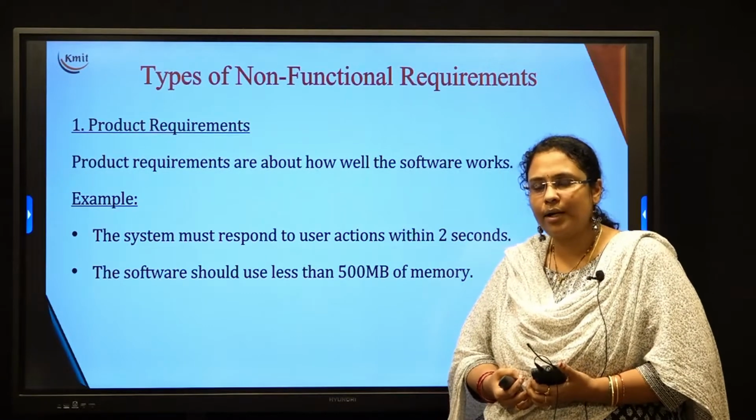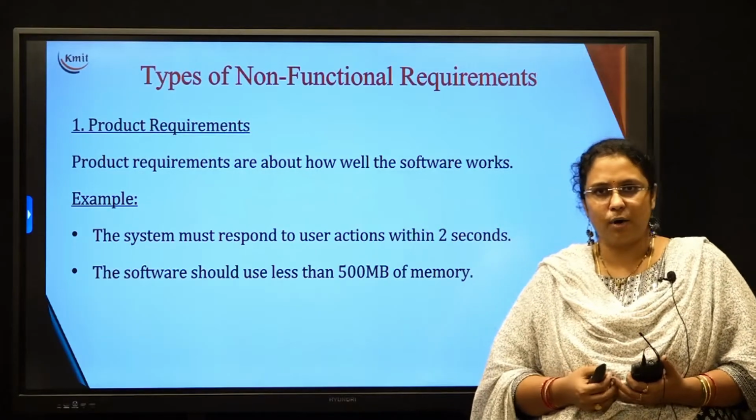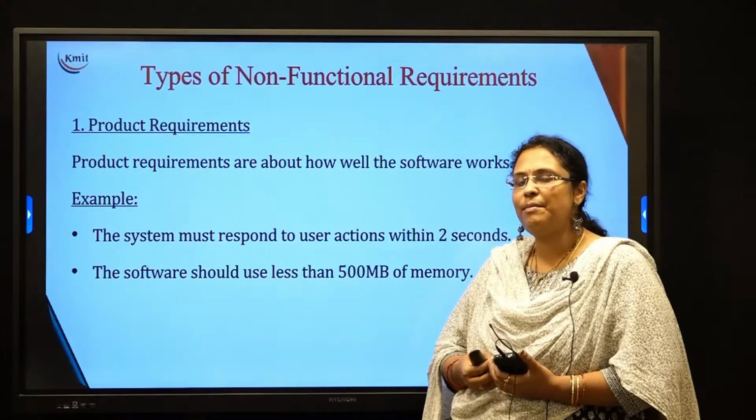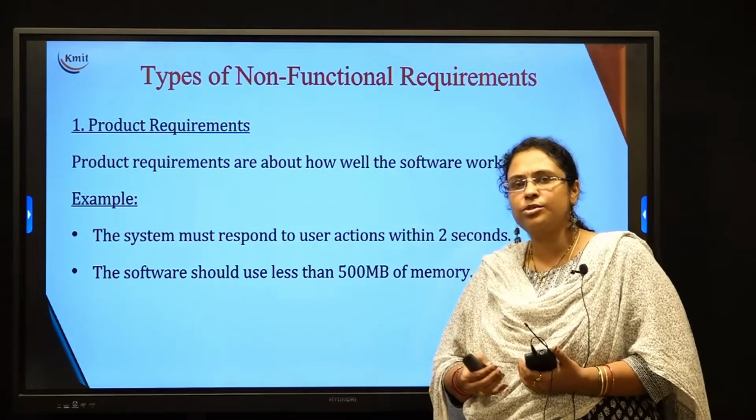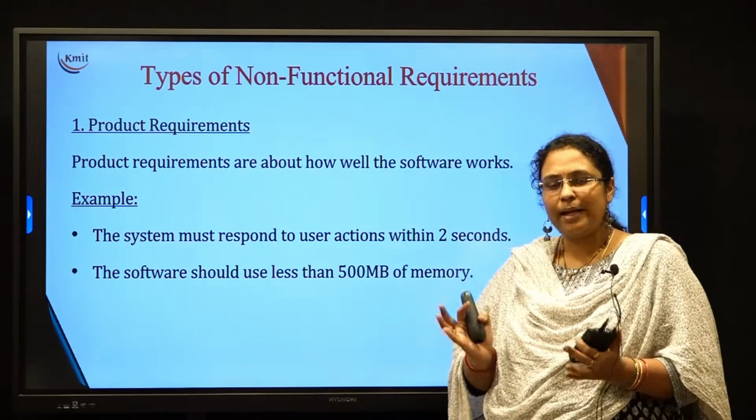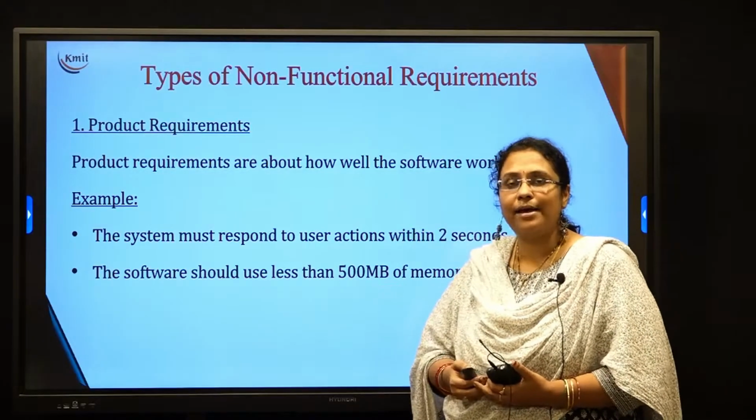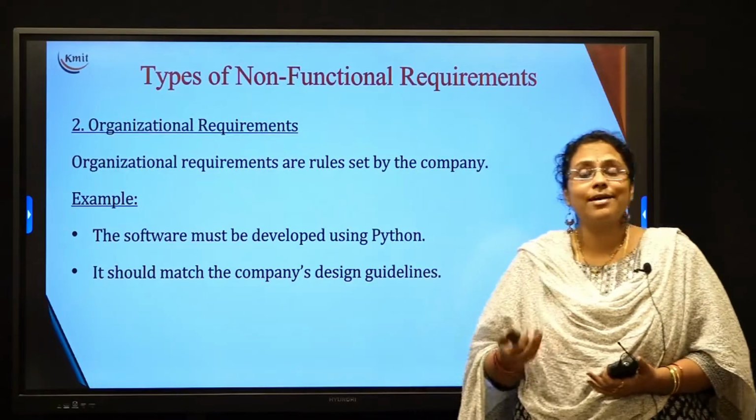Like for example, you can see that whenever an event occurs, how quickly my system is responding. Okay, how fast am I getting the output? Or you can say that how much less memory is my system occupying. Or you can even say that if 100 users or 1000 users at a time are using my system, is it able to balance that load or not? Such type of requirements are taken care under the product requirements. Okay. The next one you have is organizational requirements.